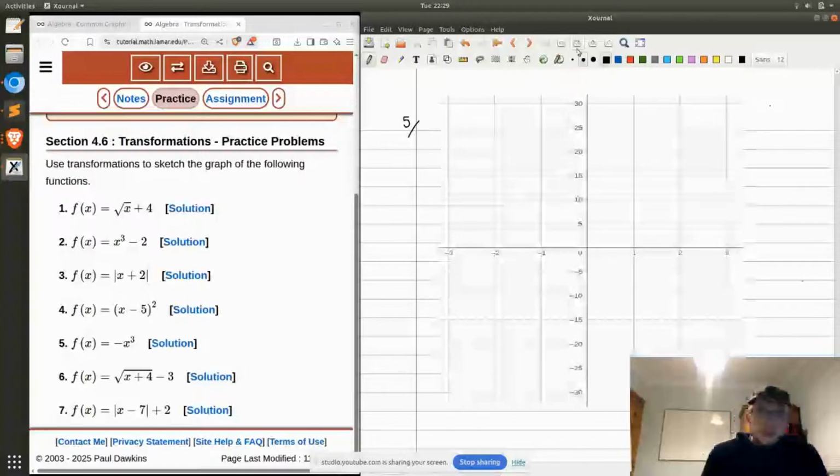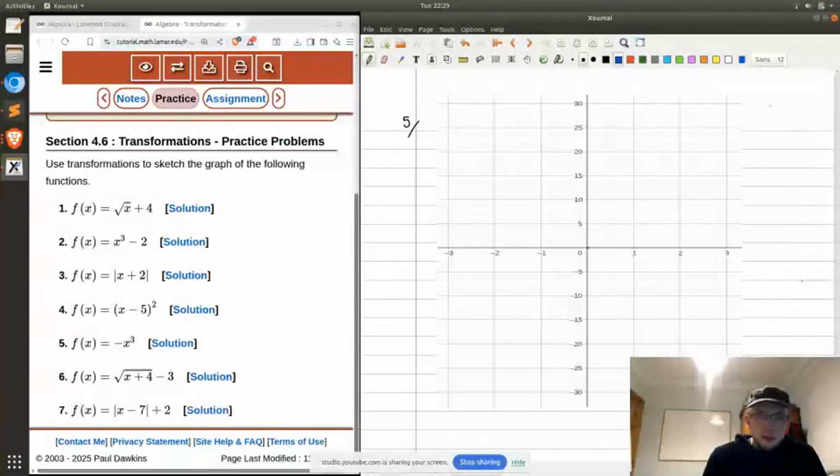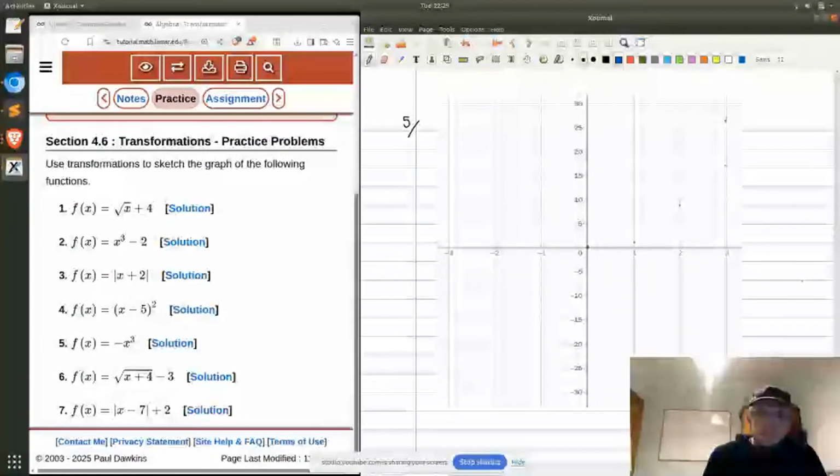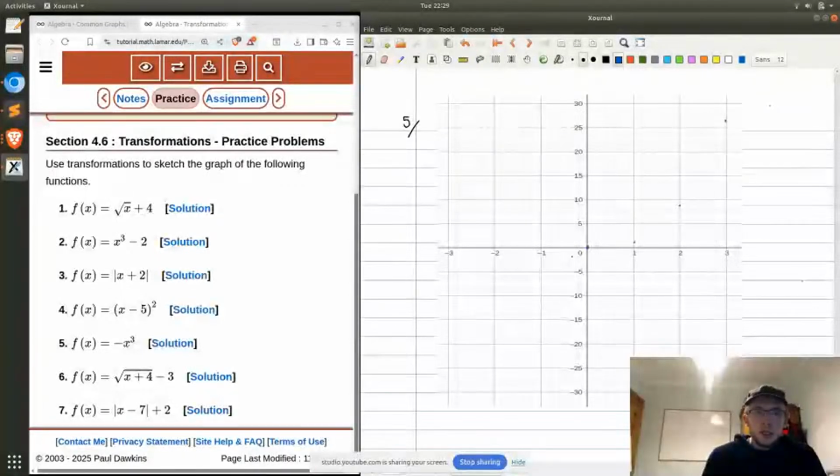So the base function passes through 1, 1, 2, 8, and 3, 27. Very steep. It grows very steep. And then -1, -1, -2, -8, and -3, -27. That's the base function. But this will be flipped.